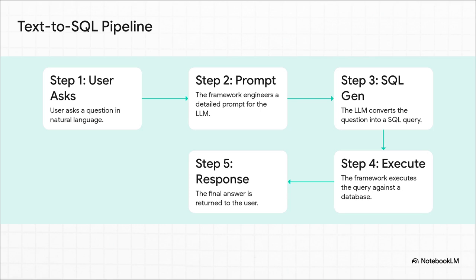Let me give you a perfect example. Let's say you want to ask your company database questions, but just in plain English, right? You can't just send your questions straight to the LLM and hope for the best. Nope. The framework, LangChain in this case, acts like a project manager for the whole thing. It figures out the best prompt to send, it tells the LLM to turn your question into SQL code, then it takes that code and actually runs it against your database.